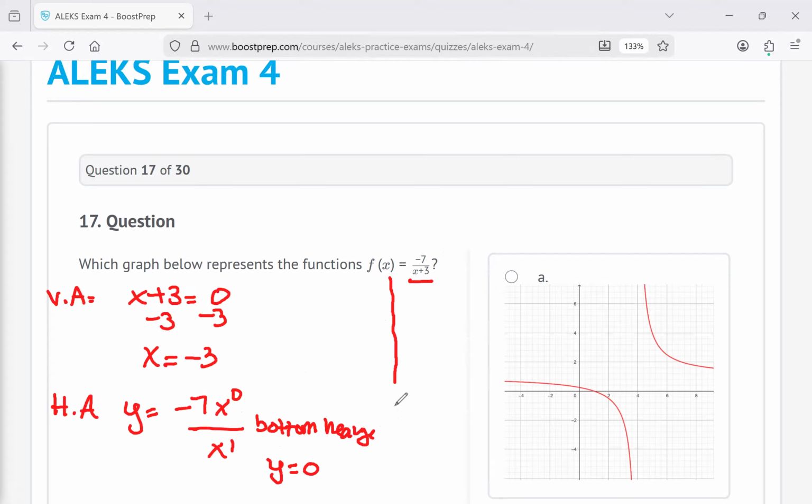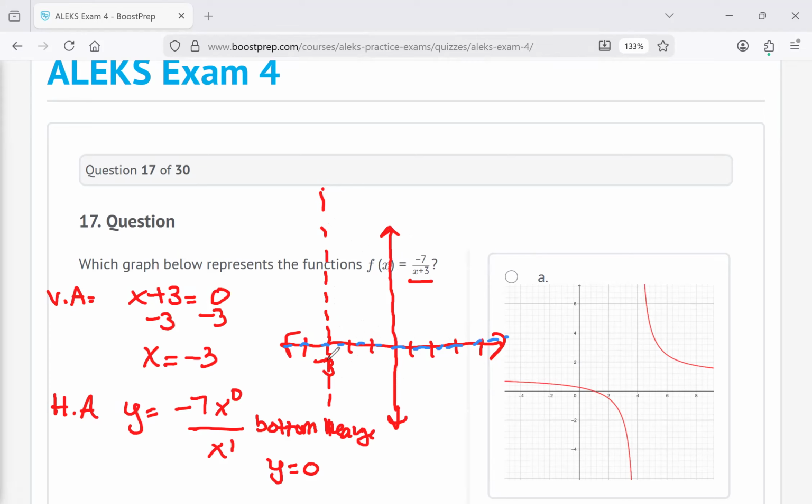So if you kind of draw it, it would look something like this. My vertical asymptote is -3. Dash line. My horizontal asymptote is y equals 0. So that's what we write here. Now we got to test the right and the left side. So we got to test some points, or you could find the x or the y intercept. So I'm going to just test some points.